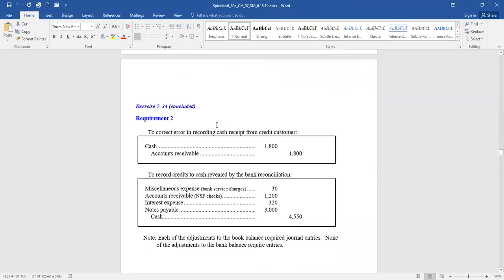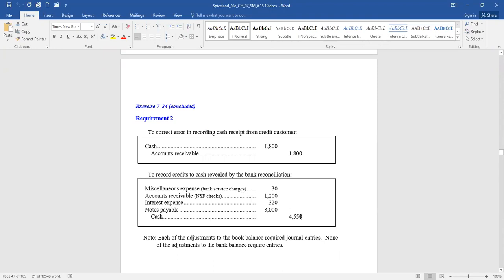And here they are. Remember we only debited cash 200 and credited accounts receivable 200, but it should have been 2,000. So we're going to debit cash for the additional 1,800 and credit accounts receivable. The service charge on the bank, you could debit miscellaneous service charge or miscellaneous expense. You could debit accounts receivable for the 1,200 NSF check. That customer still owes us the money, so put it back in accounts receivable. On that payment of the note, 320 of it was interest, so we'll debit interest expense. The other 3,000 we will debit notes payable.